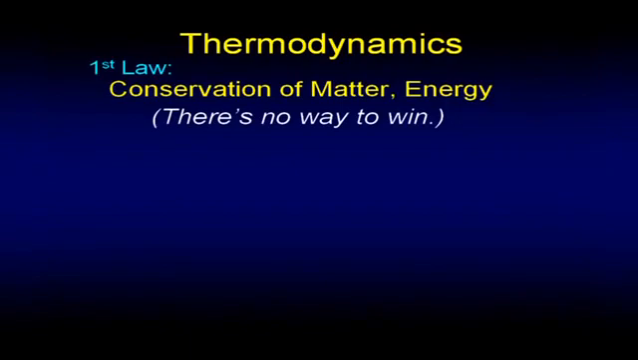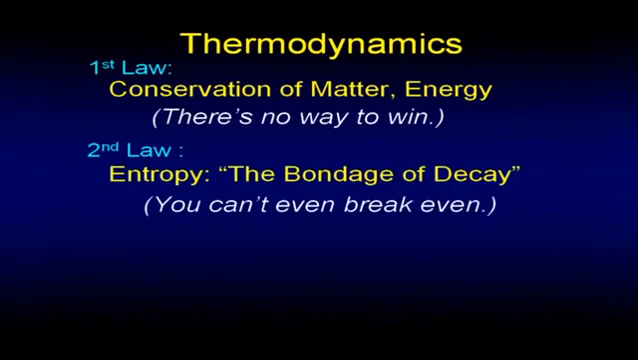Well, in thermodynamics, we have three laws. The conservation of matter and energy, most of you are familiar with that, the so-called first law. You can't make or break energy or matter, and that there's no way to win is what it says. The second law is the entropy law, the bondage of decay, Paul calls it in the book of Romans. Not only can you not win, you can't break even. In other words, there's always going to be a loss. There's no such thing as a 100% efficient machine. There's always a loss of efficiency. And that goes to entropy.